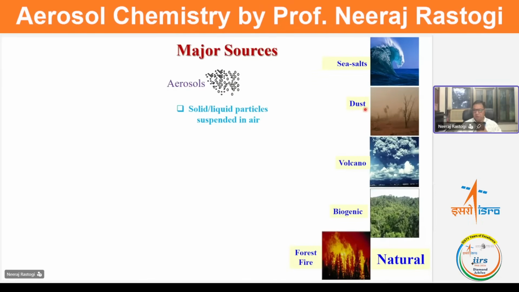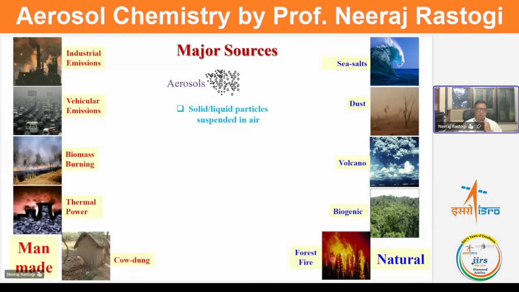Then you have windborne mineral dust. You might have seen in many places there are strong winds, and dust comes into the atmosphere. Then we have volcanic eruption. It is not a continuous source. It happens once in a while, but whenever it happens, it injects a huge amount of aerosol in the atmosphere. Then you have biogenic sources like trees, pollen, spores, dry tree leaves, and plant debris. They also release VOCs, which convert into aerosol, which we'll be talking about a little later. And then there can be forest fire. Again, this is not a continuous source, but whenever it happens, it injects a huge amount of aerosol in the atmosphere.